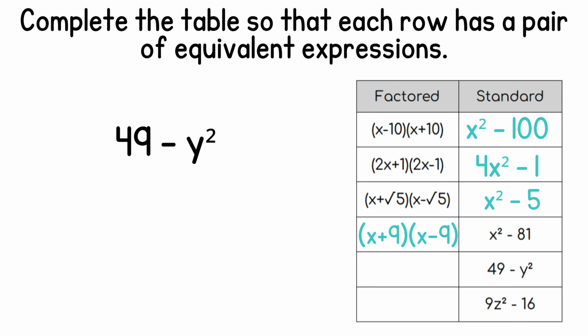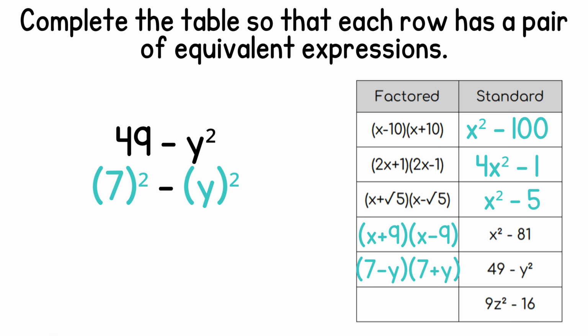Now let's look at 49 minus y squared. So we have the same format, so if a squared gives us 49, then a must be 7, and if b squared gives us y squared, then b must be y. So we can write this as 7 minus y times 7 plus y.